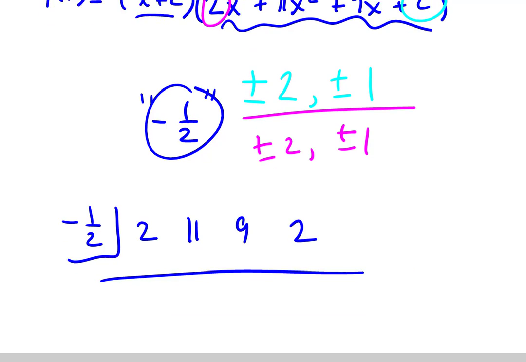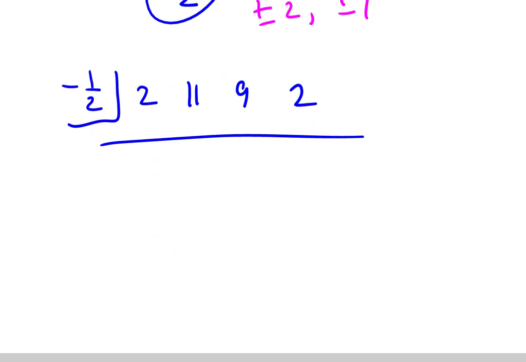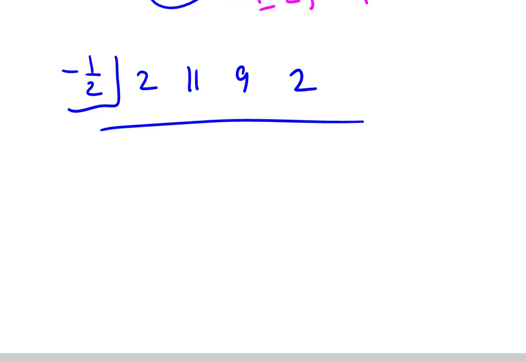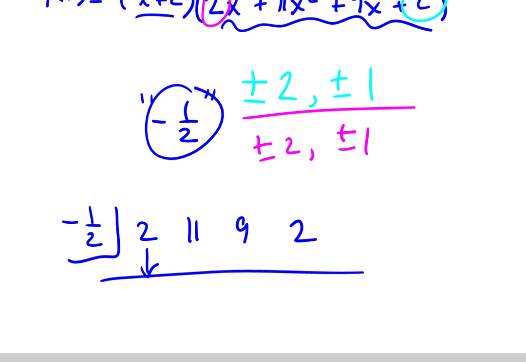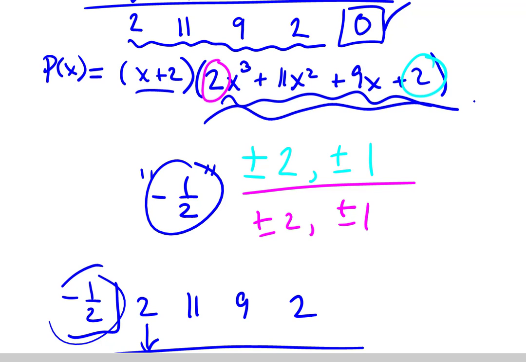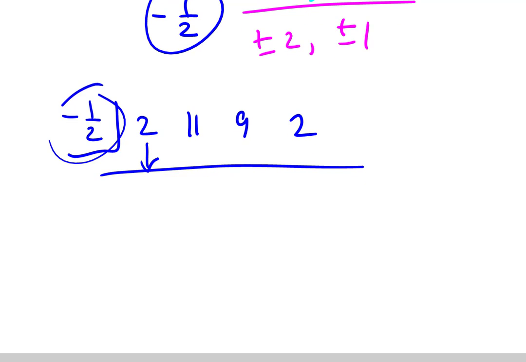Let's go ahead and verify that -1/2 is a 0, and we'll do so by doing synthetic division, where c is -1/2. All right, so we'll start by dropping the first 2, the coefficient, right? These 4 numbers going across after the c value here are the coefficients from the 4-term polynomial that we're trying to factor and split up here. So we got 2, 11, 9, and 2.